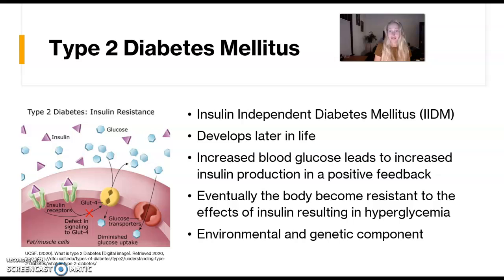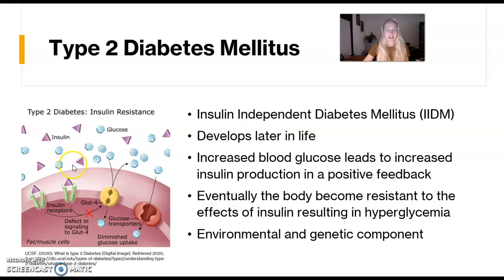Type 2 diabetes is known as non-insulin-dependent diabetes mellitus because no matter how much insulin you have in your blood vessels, you are unable to absorb glucose. Your ability to absorb glucose is independent of insulin in type 2. This type oftentimes develops later in life. The increased blood glucose levels lead to increased insulin production, and it continues to elevate until your body stops responding to insulin in a positive feedback loop.